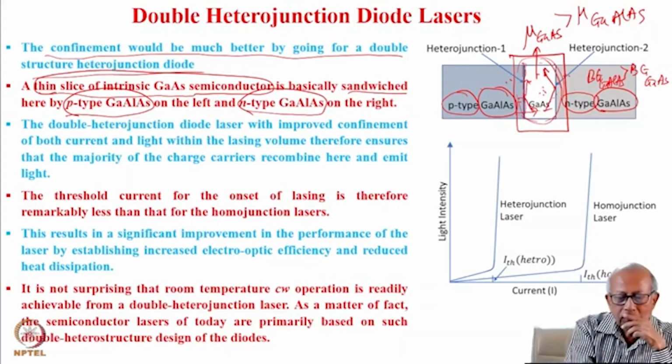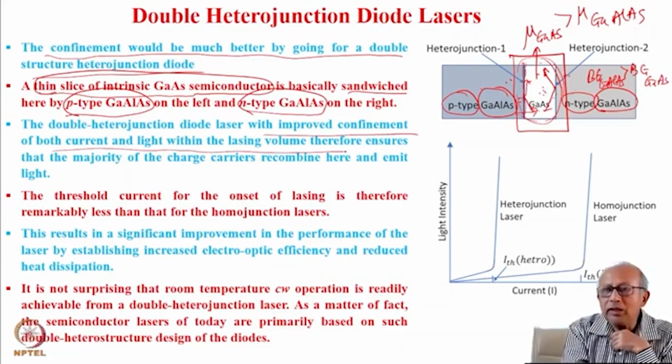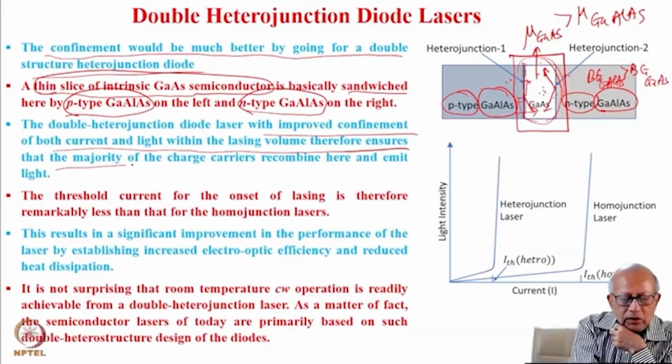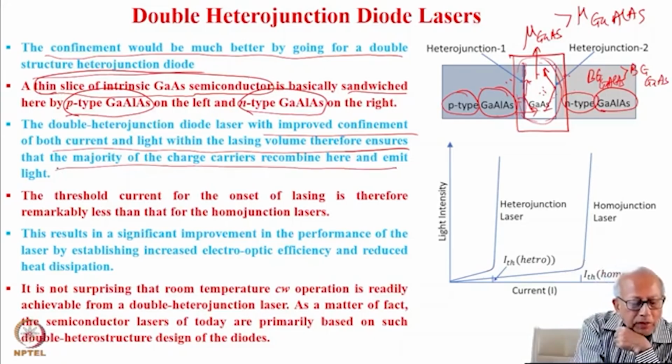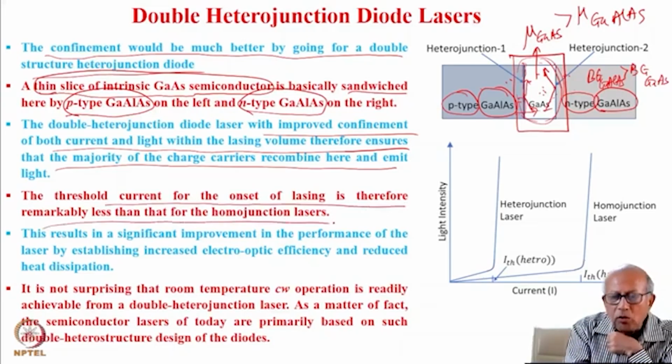The double heterojunction diode laser has improved confinement of both current and light within the lasing volume, and therefore ensures that the majority of the charge carriers recombine here and emit light. The threshold current for the onset of lasing is therefore remarkably less than that of the homojunction.